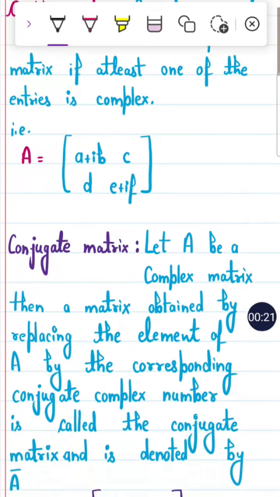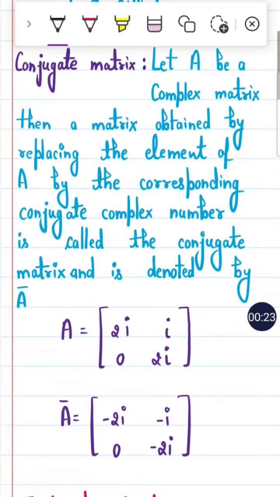Now, what is the conjugate matrix? Conjugate matrix is the matrix, firstly, it is a complex matrix, right? Which is obtained by replacing the elements of A, this complex matrix's entries, by the corresponding complex conjugate numbers. Then it is called conjugate matrix and it is denoted by A bar. Now, example is that A is this matrix, this is a complex matrix.